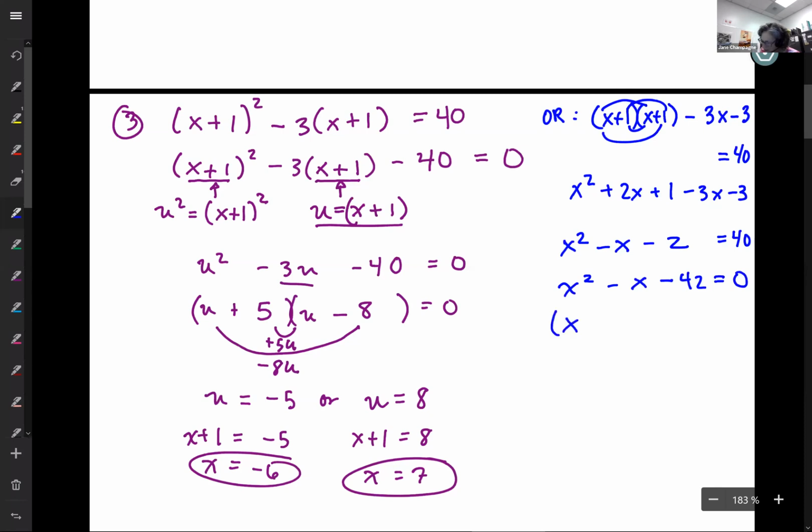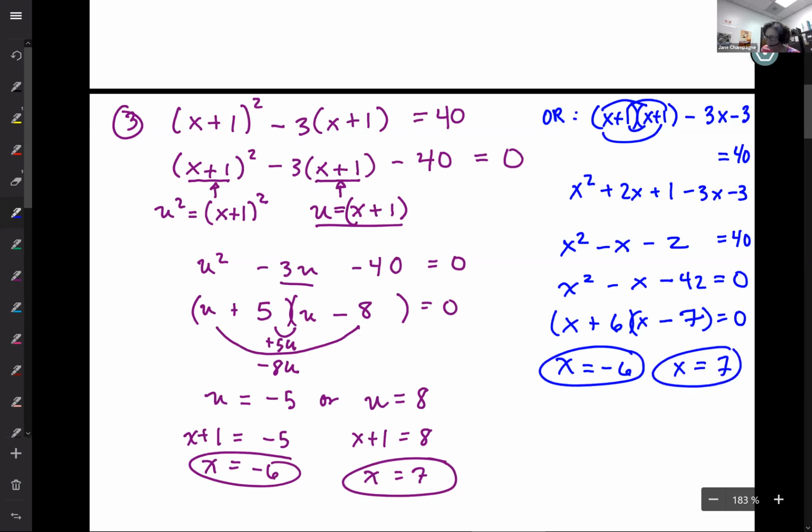And that factors with two numbers that multiply to give you 42. Signs are different, so their difference would be 1. That'd be 6 and 7. So x equals negative 6 or x equals positive 7. So that works too. So sometimes there's more than one approach.